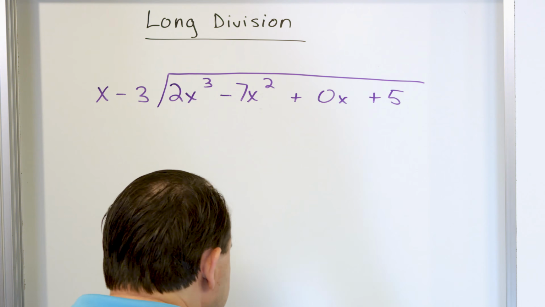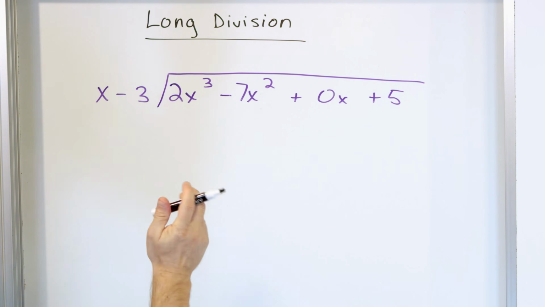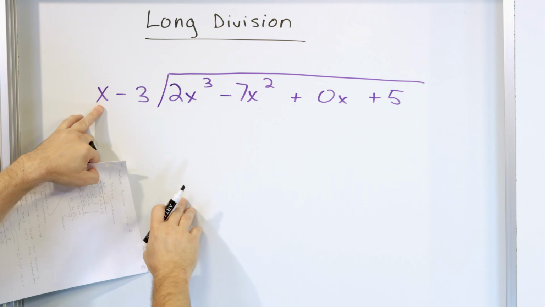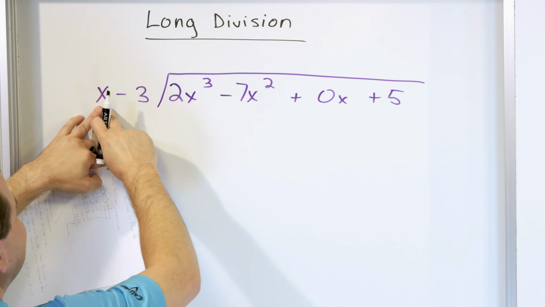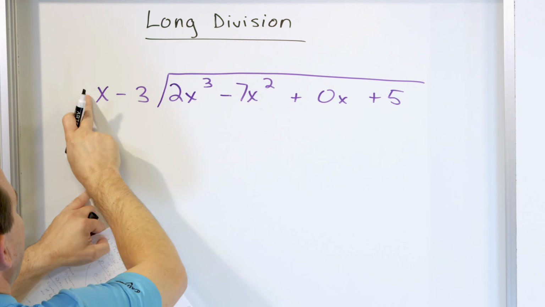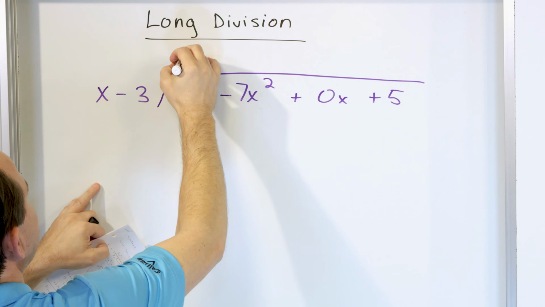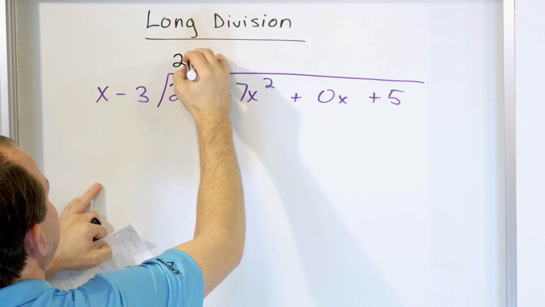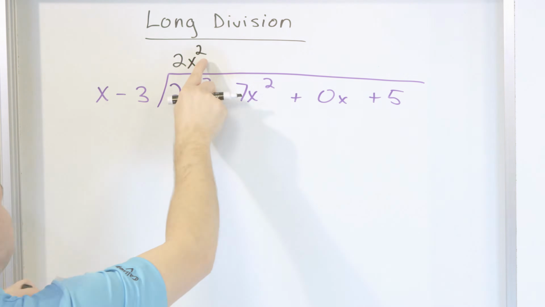So in order to crank through the long division procedure, what do we do? We take a look at the first term here and the first term here. x times something has to give me this. So there's a 1 out here, so 1 times 2 is 2, and x times something is x cubed. This has to be an x squared.